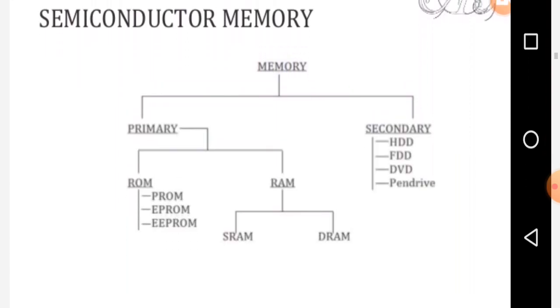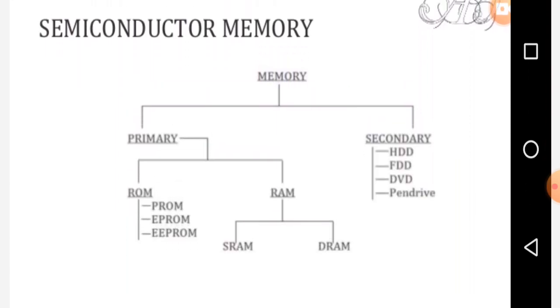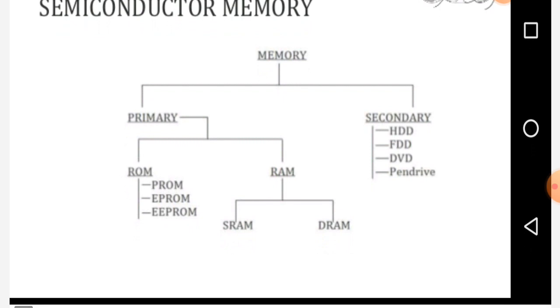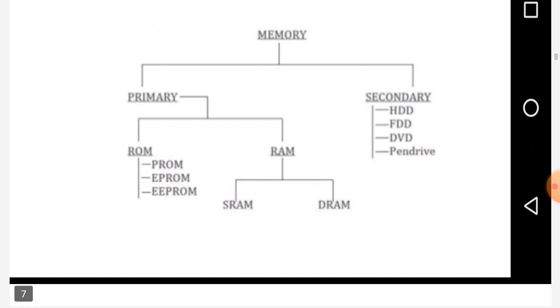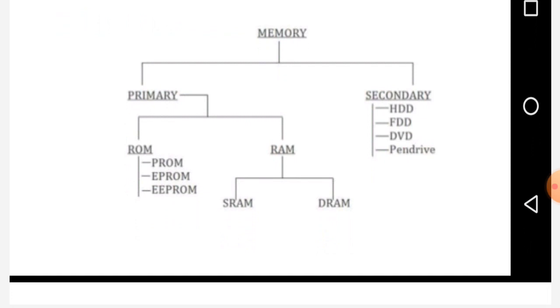Next, semiconductor memory classification, that is primary memory and secondary memory. For our syllabus, only primary memory is there. In primary memory, there are read only memory and random access memory, that is ROM and RAM. In ROM, MROM is there, PROM is there, EPROM is there, EEPROM is there, and NVRAM is also on the ROM side. And on the RAM side, static RAM and dynamic RAM.